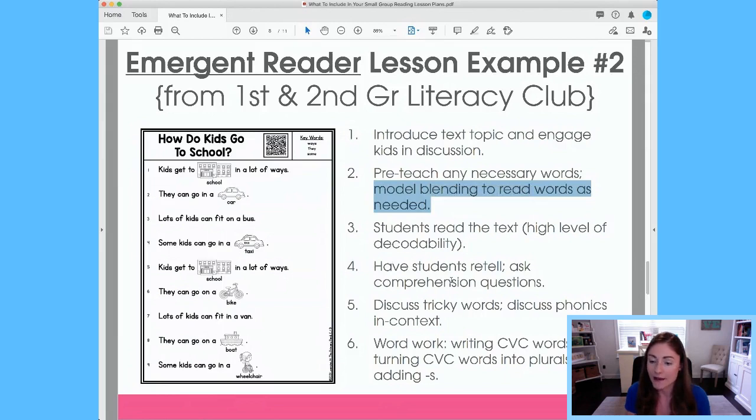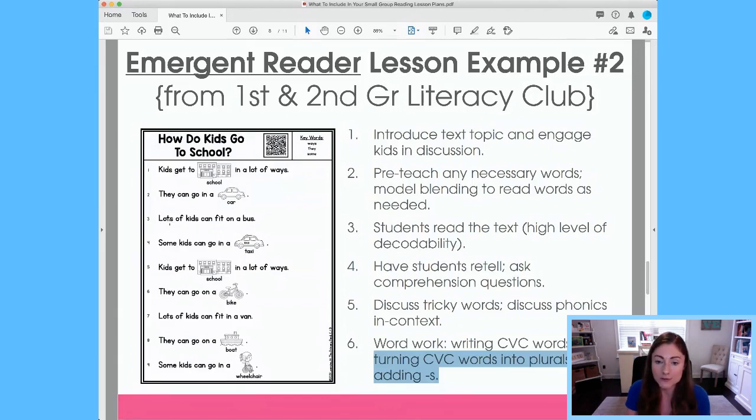Again, we retell, ask some comprehension questions, and again, we're applying that phonics knowledge in context, and that can actually integrate with word work. So with the full complete lesson plan from the 1st and 2nd grade literacy club, the kids were turning CVC words into plurals by adding S. Well, there are actually examples in this text of CVC words with S plural.